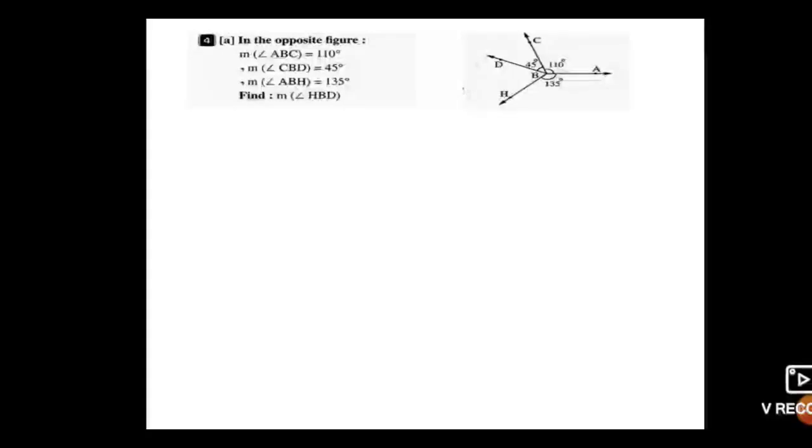The next question. You have a figure with the measures of three angles. You will find the missing angle, it is HBD. You know the sum of the accumulative angles is 360. You have 4 angles and you know the measures of 3 angles. To find the fourth angle, you subtract the sum of the given 3 angles from 360. The measure of the missing angle will be 70.